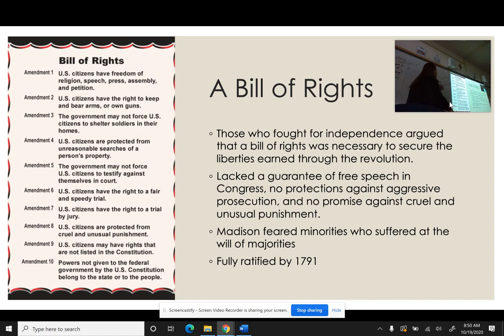Amendment number 9 kind of just coincides with Amendment 10. This further limits Congress and gives more power to the people. And then this one again limits Congress and gives power to the people.